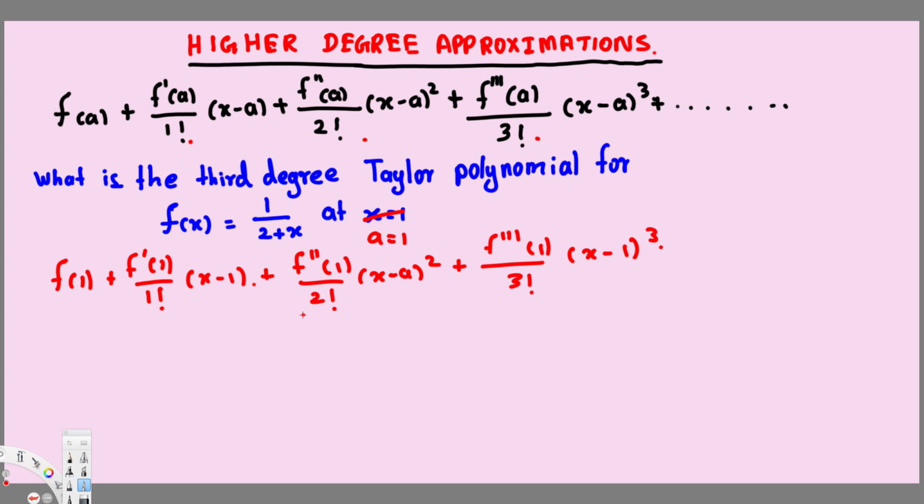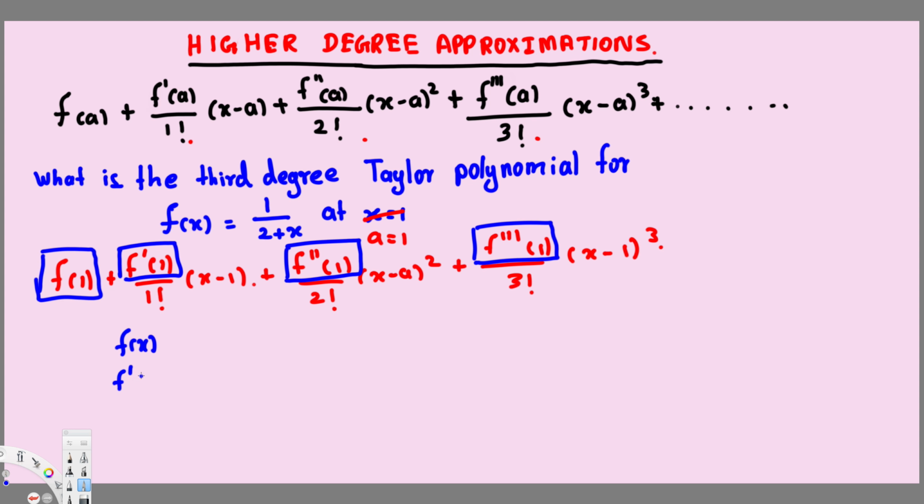So now let's go ahead and find these values. The only part we are interested in is this part: f prime 1, f double prime 1 and f triple prime 1. After we find these values, we replace them in this equation. Also f of 1, but f of 1 is going to be the same thing as this one. So now let's go ahead and find the values. So first we have f of x, then we have f prime x, and then we have f double prime x and f triple prime x.